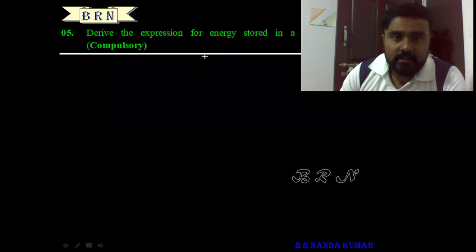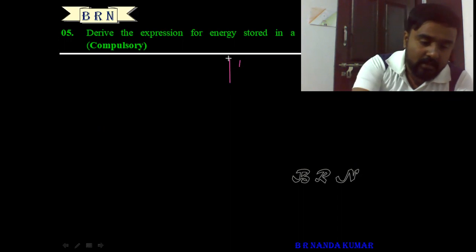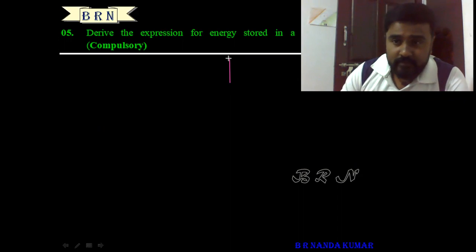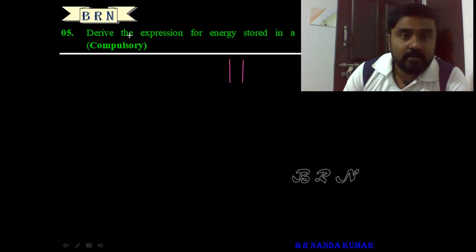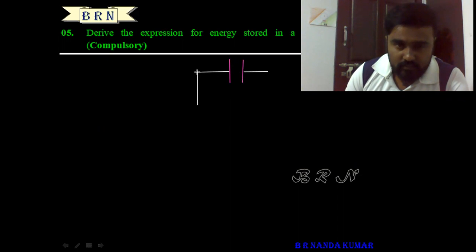Okay, so first let us consider the capacitor. A capacitor is a device used for storing electric charge. This is the circuit symbol of a capacitor, right? This one is connected to a battery.